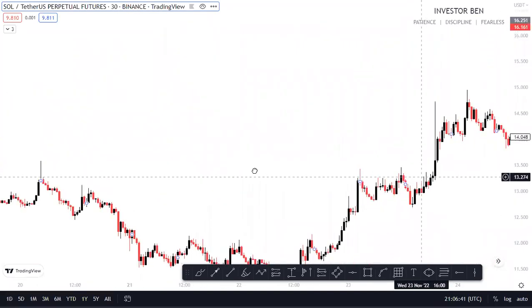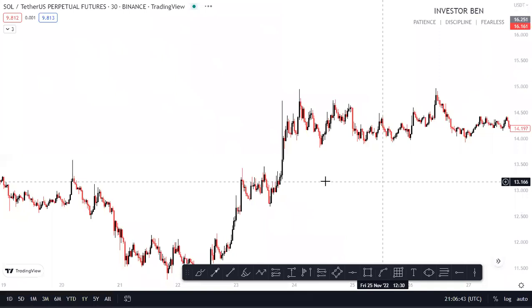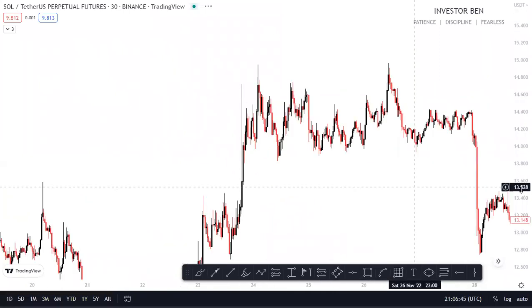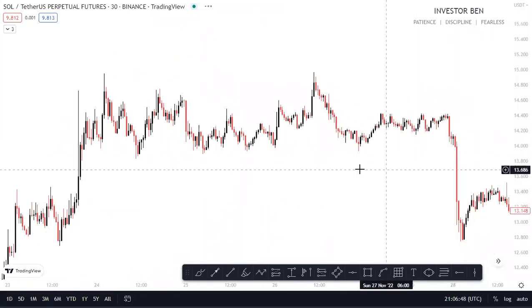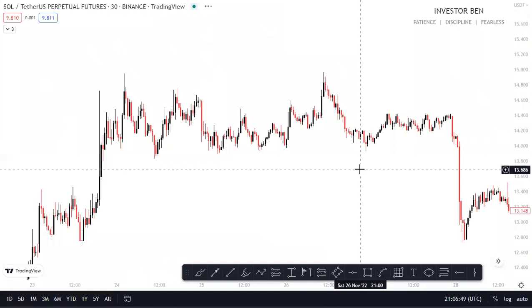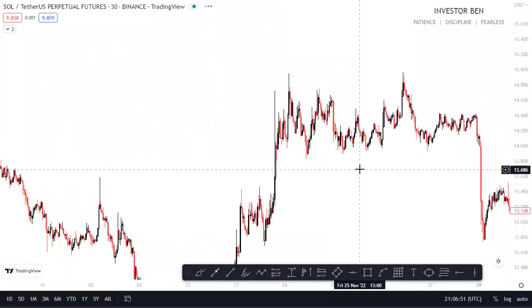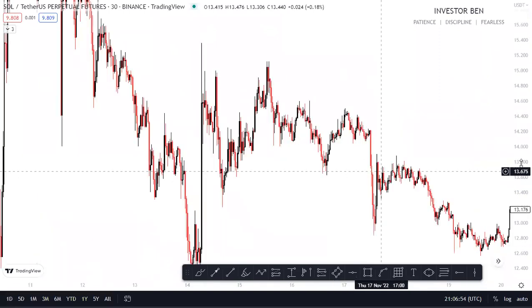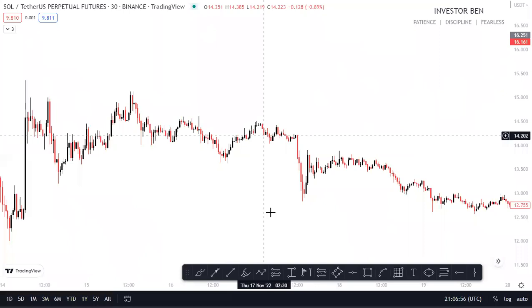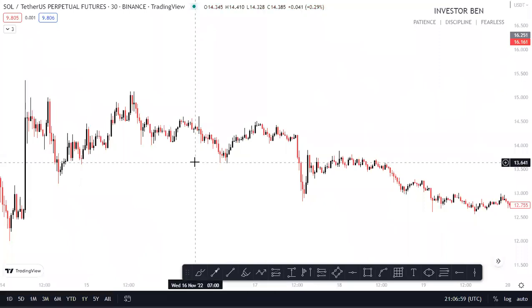I don't know if I should use Solana. Suggest a pair you want me to use. Suggest me a pair, any pair. What's your favorite pair? Suggest the pair you want me to use as an example.